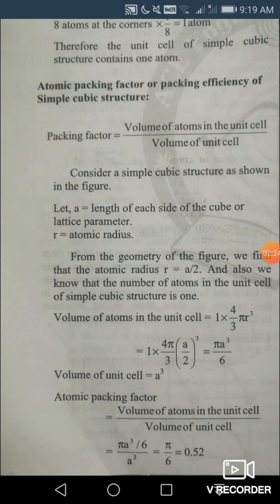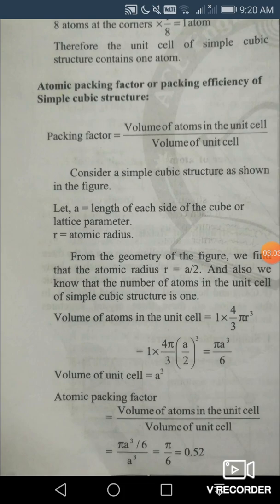So the total volume of the atoms in the unit cell is equal to 1 into the volume of the atom, that is 1 into 4 by 3 pi r cube. Just now we have seen that 2r is equal to A, and hence r is equal to A by 2. Substituting that, I get 4 pi by 3 into A cube by 8. Cancelling, I get pi A cube by 6. What is the volume of the unit cell? The volume of a cube, you know, is A cube, A into A into A. So the volume of the unit cell is equal to A cube.